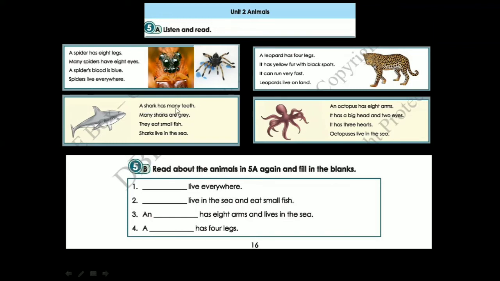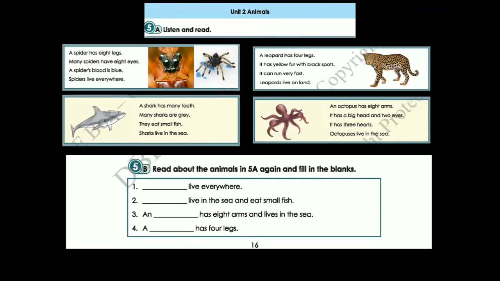And then a shark. A shark has many teeth. Many sharks are gray. They eat small fish. Sharks live in the sea. A shark has many teeth. Look at the picture. And then their teeth are sharp, very, very sharp.